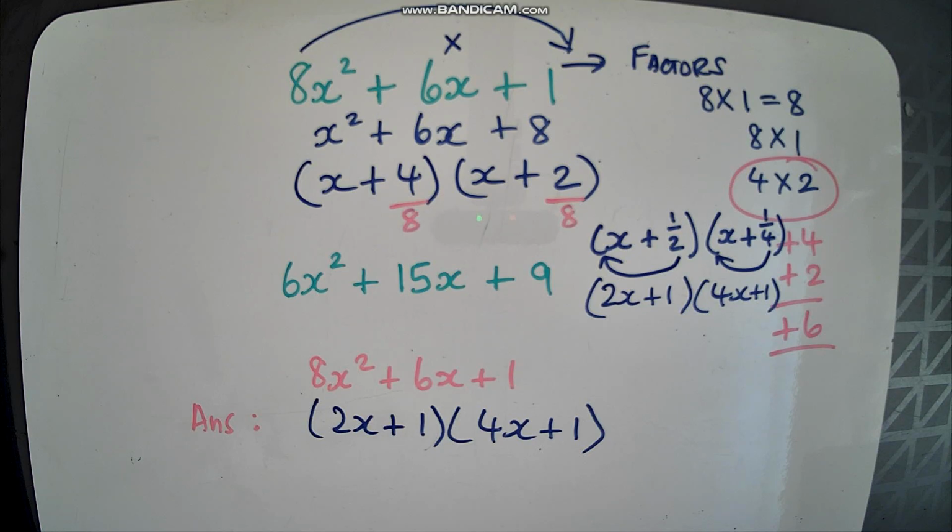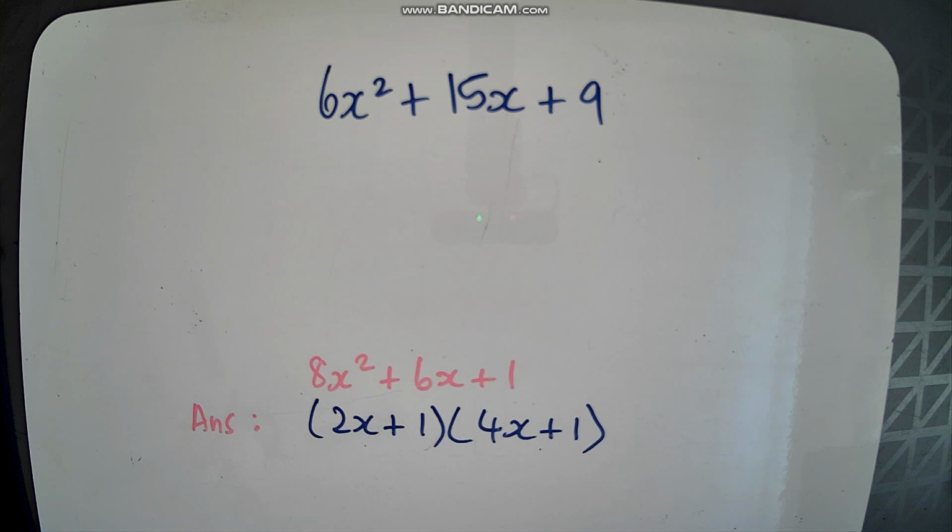Simple like that. Looking at this one, 6x squared plus 15x plus 9. Notice that this one has a common factor. So you should remove the common factor first. And that's removing the common factor. If you multiply all that out, you will go back to here. Notice that this is the first step. You will get a mark for that.